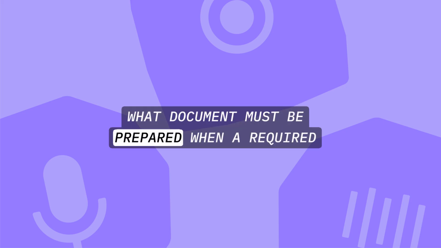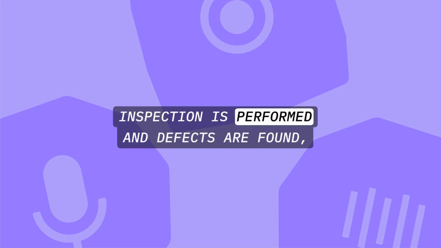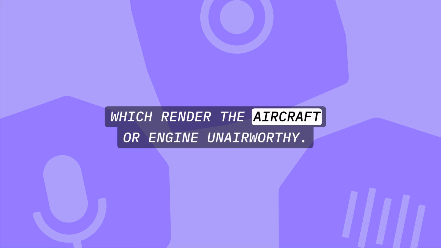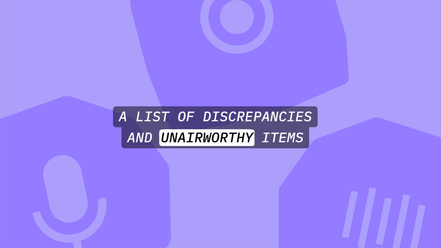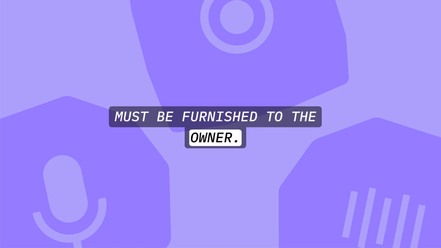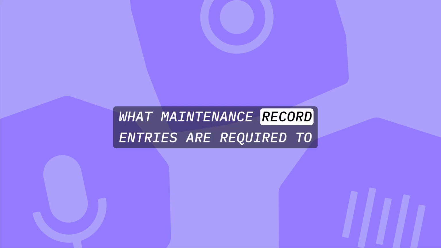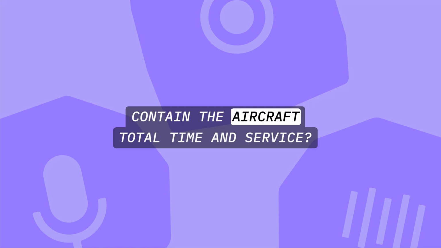What document must be prepared when a required inspection is performed and defects are found, which render the aircraft or engine unairworthy? The required maintenance entries must be made, and a list of discrepancies and unairworthy items must be furnished to the owner. What maintenance record entries are required to contain the aircraft total time in service? Only records of inspections require the total time.